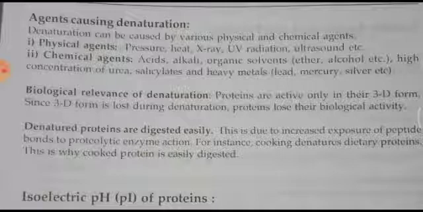Denatured proteins are digested easily. This is due to the increased exposure of peptide bonds to proteolytic enzymes. For instance, cooking denatures dietary proteins. This is why cooked protein is easily digested. If you eat meat without cooking and after cooking, without cooking it is difficult to digest, whereas meat after cooking you can easily digest, because the proteins become loose when subjected to heat, because they undergo denaturation, and that makes it easy to digest.